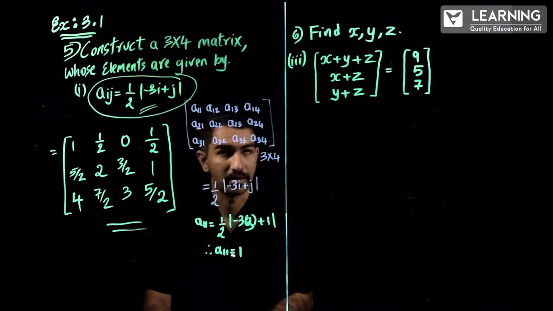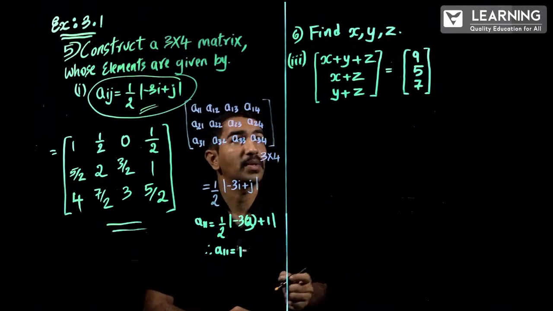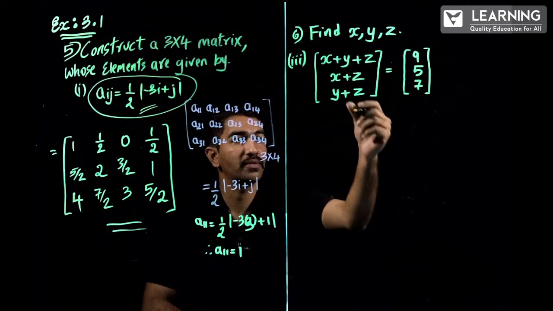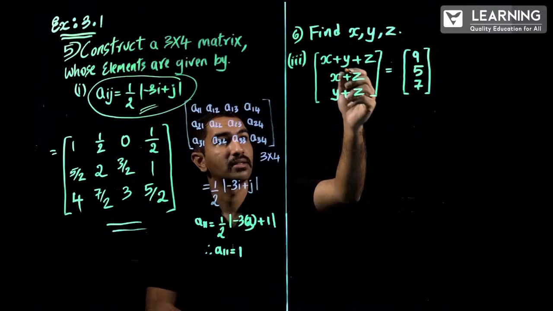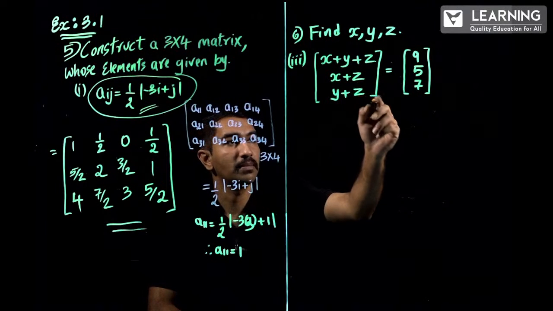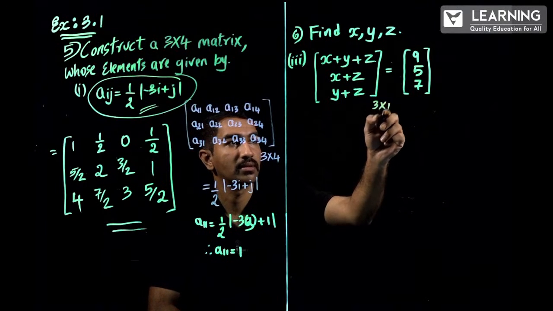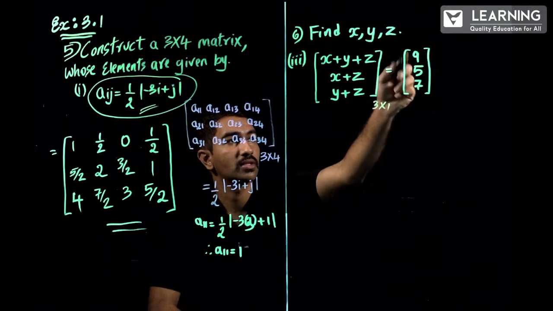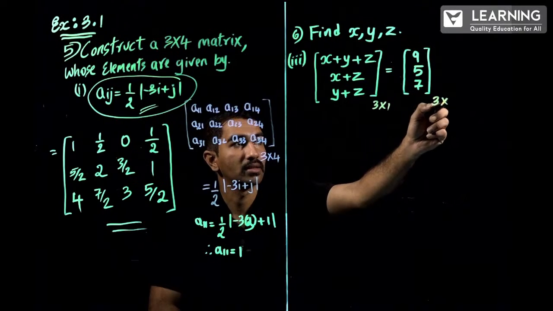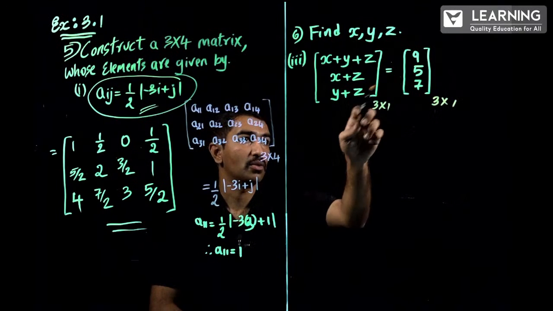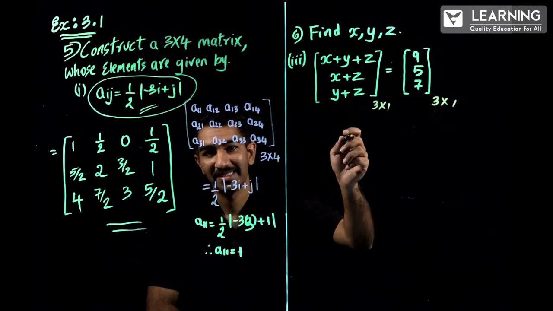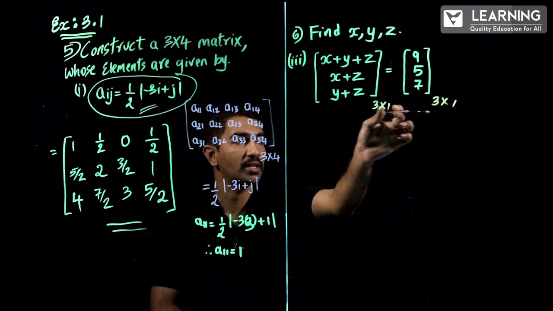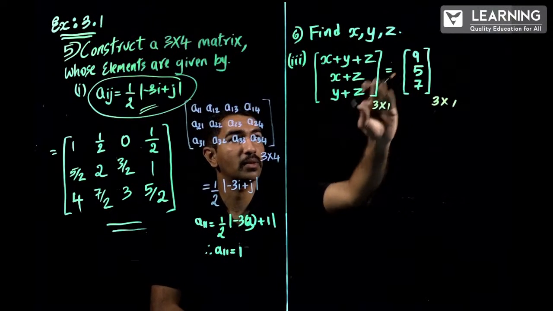So what is given here? Find x, y, z, and they have given 2 matrices which are equal. So what is the order of this matrix, students? 1, 2, 3. It's a column matrix, so it's 3 cross 1, correct? 3 rows, 1 column. Okay, so what should we use here? Yeah, we have to use equality of matrices. So we have to equate, students, because the orders are same. Okay, matrices are equal. Now equate them.